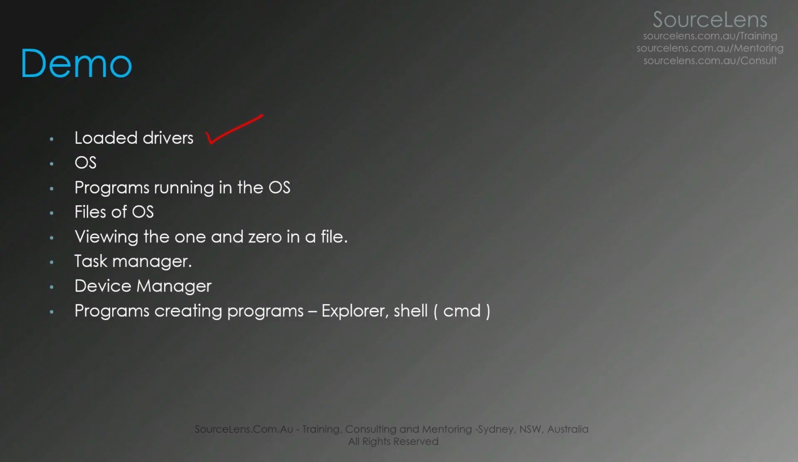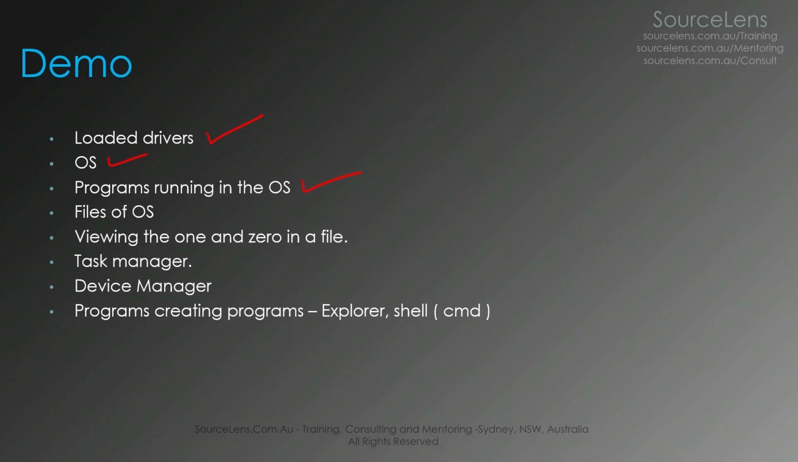All right, so let's get back to the slide and see what is next in our list. So we have seen the loaded drivers in the msinfo32, and we have seen most of the OS files as well, the NTOS kernel 32. That is the main OS file. Next, let's see what are the different programs running inside the operating system.